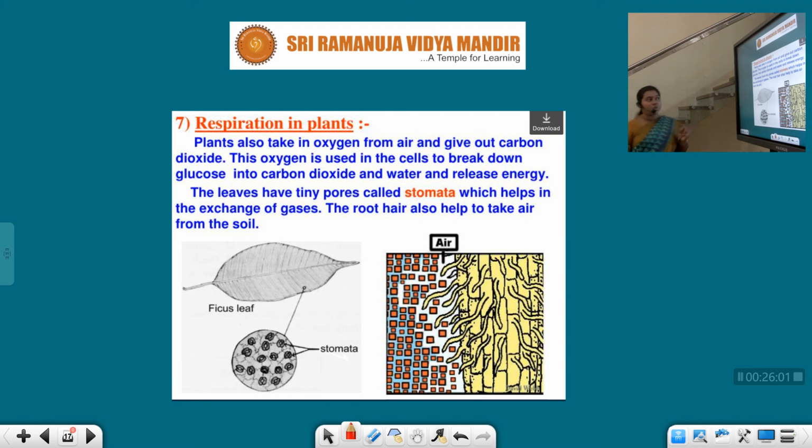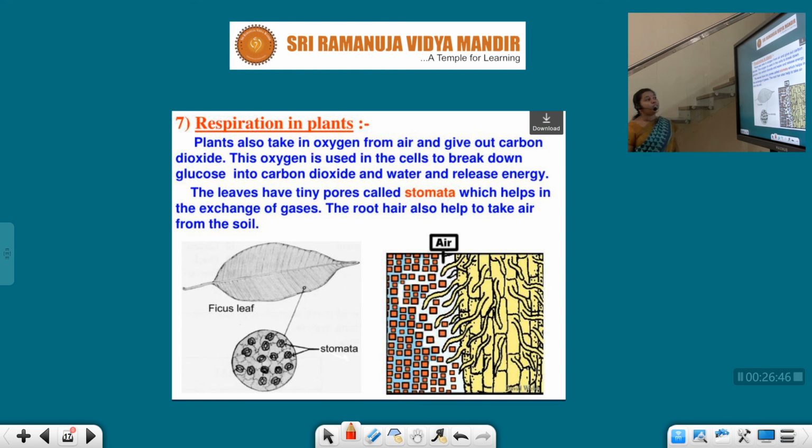So, plants also take in oxygen from air and give out carbon dioxide. In the same way how animals give out carbon dioxide and take in oxygen, plants also perform the process of respiration. This oxygen is used in the cells to break down glucose into carbon dioxide, water, and to get the energy. Plants are living creatures. They synthesize food with the help of photosynthesis, but breakdown of this food molecule releases the energy, right? So, for that, our plants have to perform the life process, that is respiration.